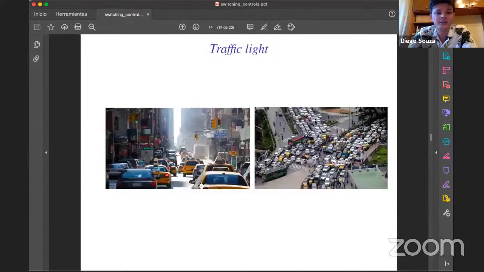And another example is the traffic light. Here is New York, in which you have plenty of traffic lights, and this is more or less enough to control the traffic. And this is a picture in India, where there is no traffic light, and I think that it's a little bit complicated to drive there.